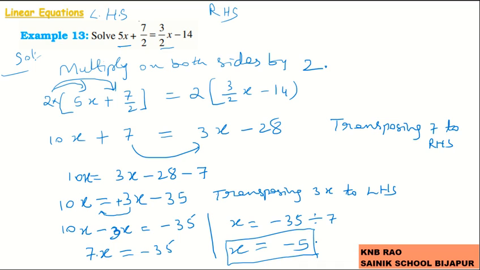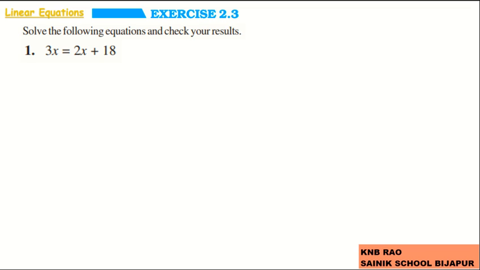So students, this is the procedure of solving equations having variable terms on both sides. Now let us start exercise 2.3. In exercise 2.3, I have got question number 1 where 3x equals 2x plus 18.